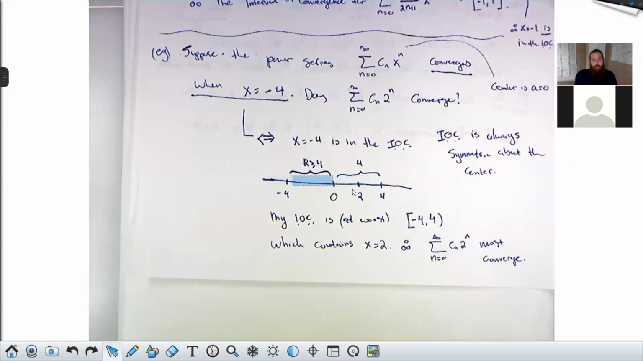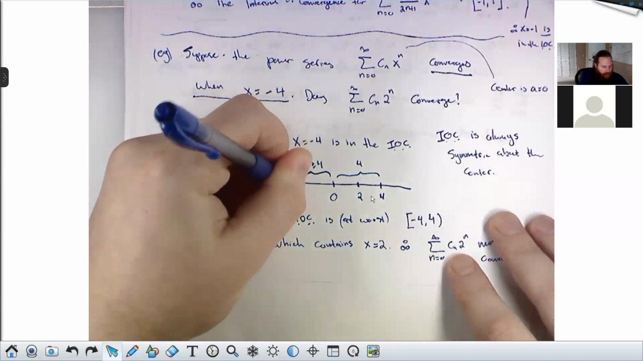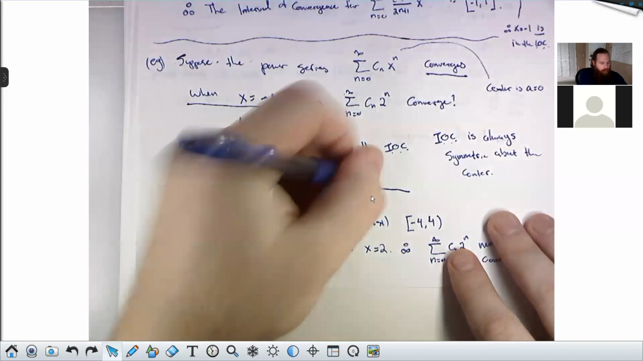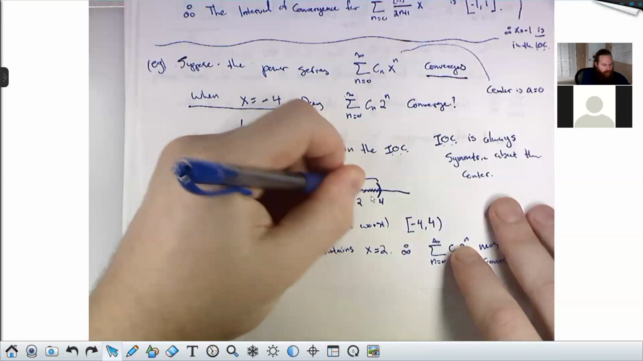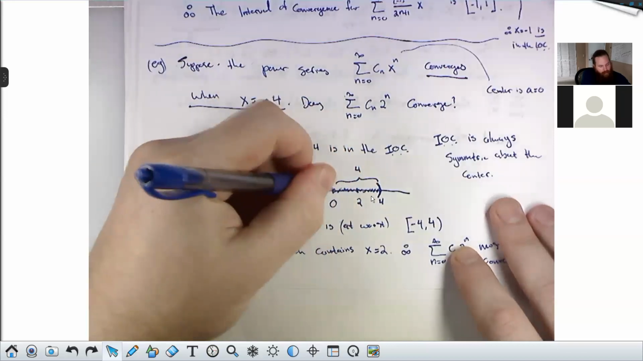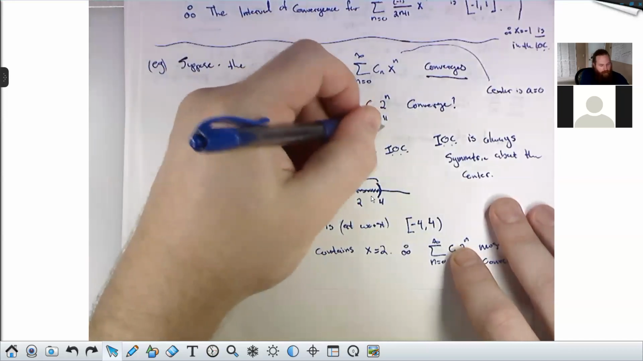Maybe my IOC is -5 to 5. Maybe it's -infinity to infinity. But whatever it is, it's known to contain -4, which means it has to contain everything between -4 and 0, and it has to contain everything between 0 and +4. I know it contains this guy, so I have to have, worst case scenario, a square bracket here, but maybe it doesn't contain this guy. But no matter what, it contains everything in between. So it must contain 2, and this is what you get when you plug in x equals 2.